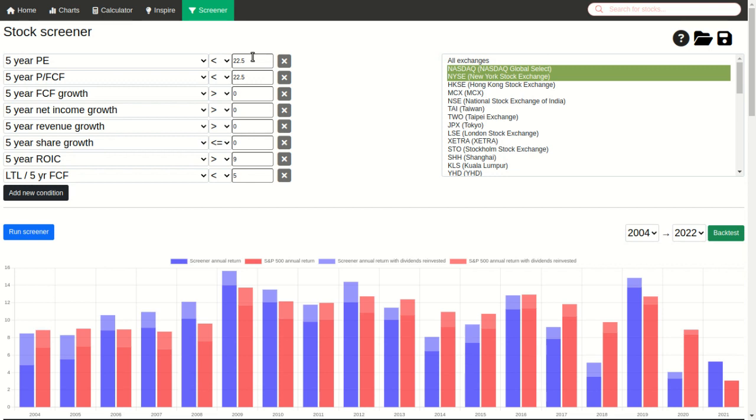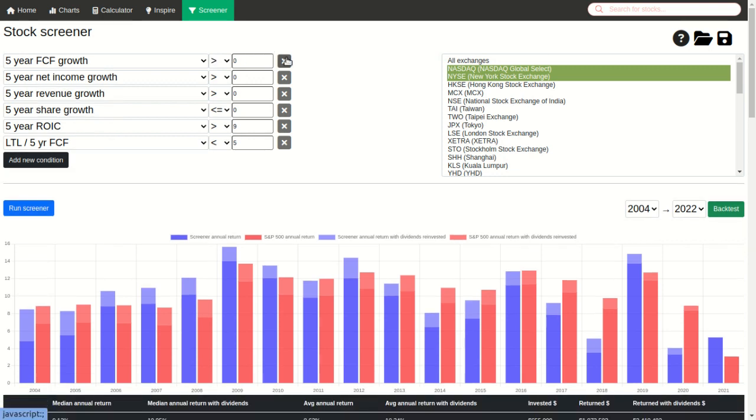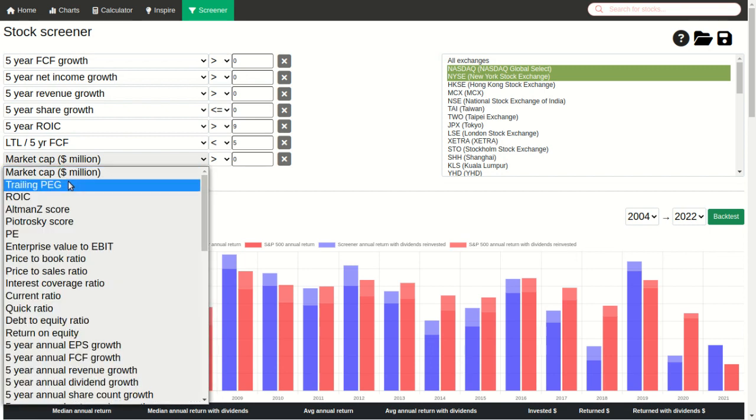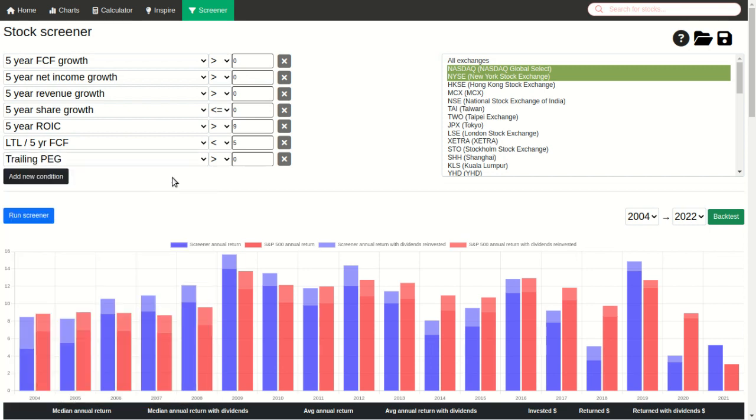So to fix it, I'm actually going to delete both of these. And I'm going to add the trailing PEG ratio here. The trailing PEG ratio is the PE divided by the trailing growth rate in percent. So for example, if the PE is 40 and the growth rate is 40%, then if you divide the 40 PE by the 40% growth, you get a PEG ratio of 1.